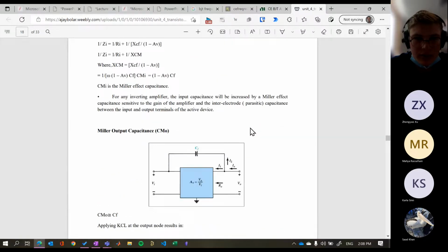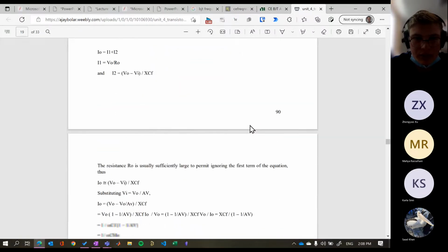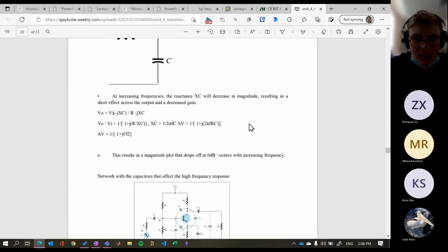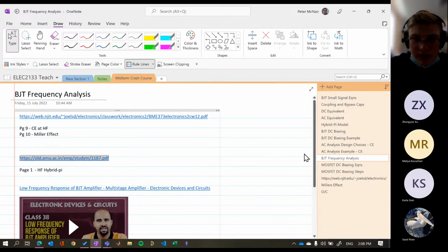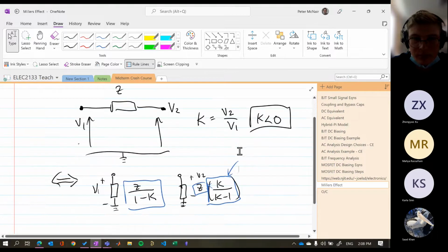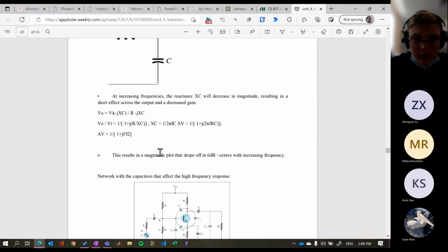So I guess the main thing to remember is Miller's effect, knowing those formulas, knowing the gain that we're going to be using for those formulas. So this K value. Knowing this K value is really important, and knowing that it has to be negative.